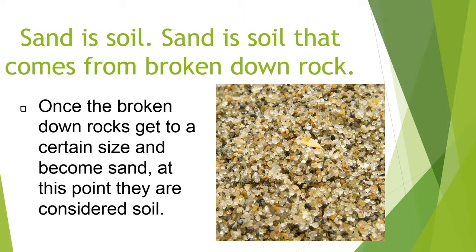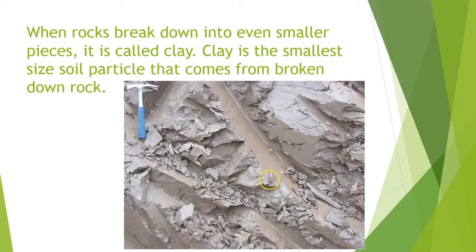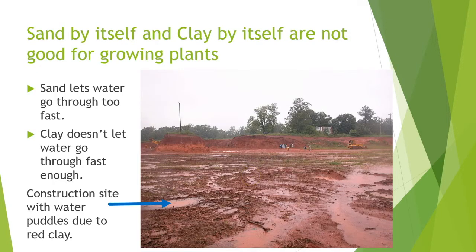But the key with soil is that it gets broken down into smaller and smaller pieces, and sand is kind of the biggest pieces of soil. And then when the rocks are broken down to even the smallest pieces that can exist, it's called clay. And clay are the tiny, tiny, tiny pieces, and we're famous for our clay.